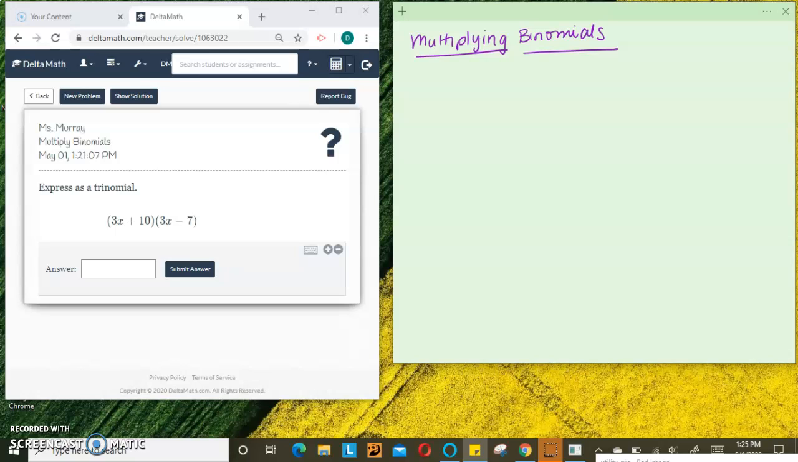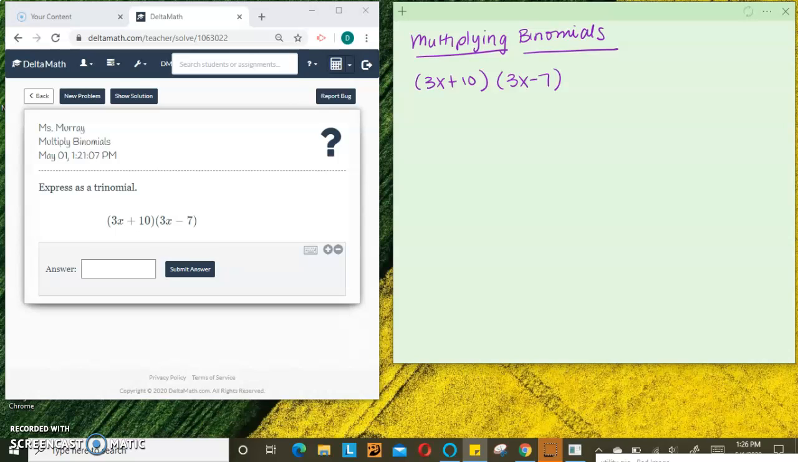If you look at my example to the left in Delta Math, I have multiplication, and inside those parentheses there are each two terms. So 3x plus 10 is a binomial because there are two terms within that parenthesis, and then I'm multiplying it by 3x minus 7. So it's two terms multiplied by two terms.